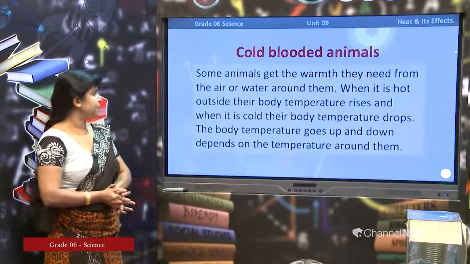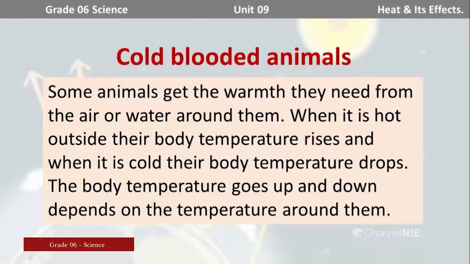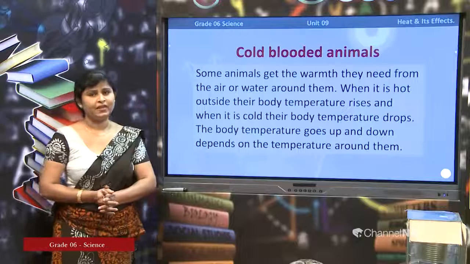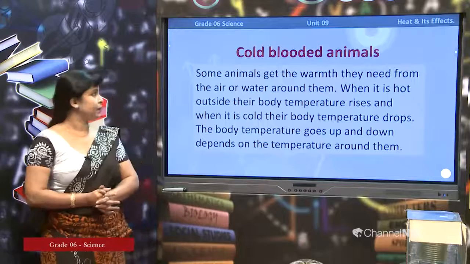Cold-blooded animals. Some animals get the warmth they need from the air or water around them. Let's read slowly. When it is hot outside, their body temperature rises, and when it is cold, their body temperature drops. The body temperature goes up and down, depending on the temperature around them, right? So, what is said there?